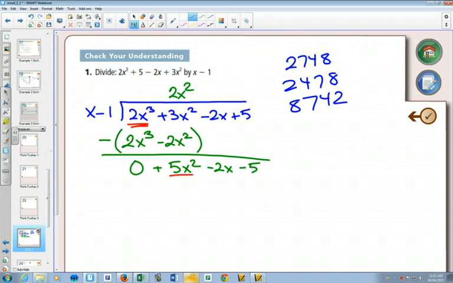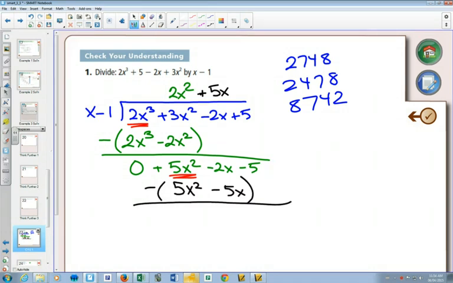Now my largest term is plus 5x squared. What would I have to multiply an x minus 1 by? Plus 5x. Notice how, even though it's just 5x, I put the plus sign here already because it's going to be a polynomial as my answer. So I get plus 5x. Multiplying that through, I'll get 5x squared minus 5x, and subtracting, this will be 0. Negative 2 minus a negative 5 is plus 3.